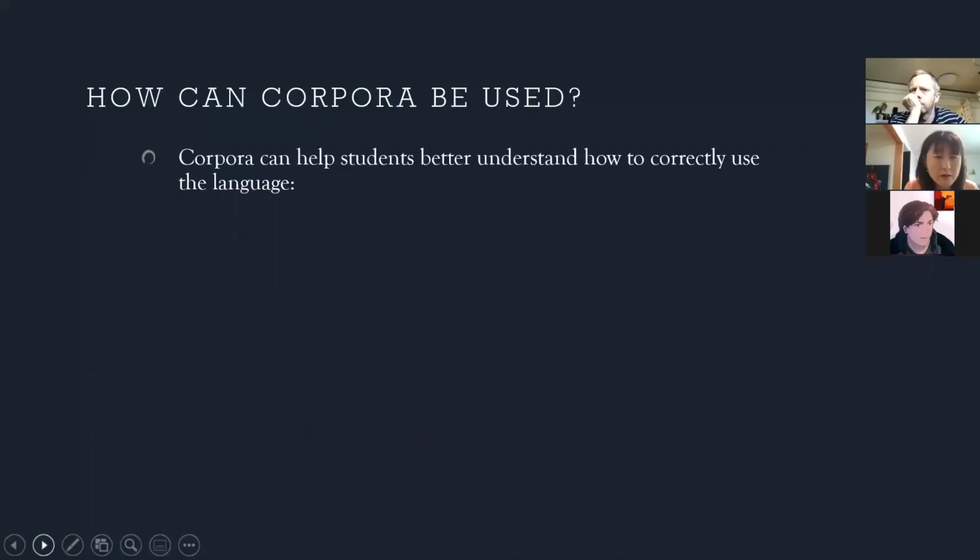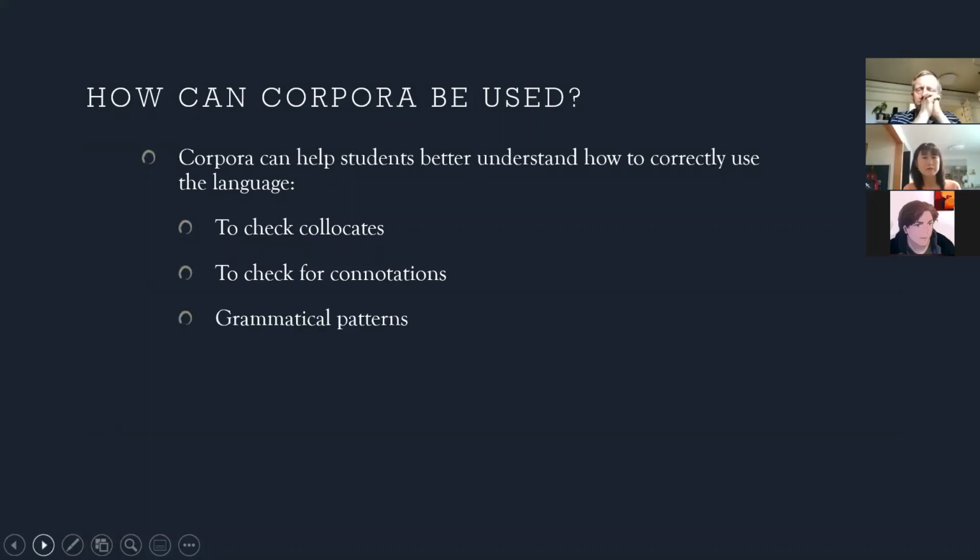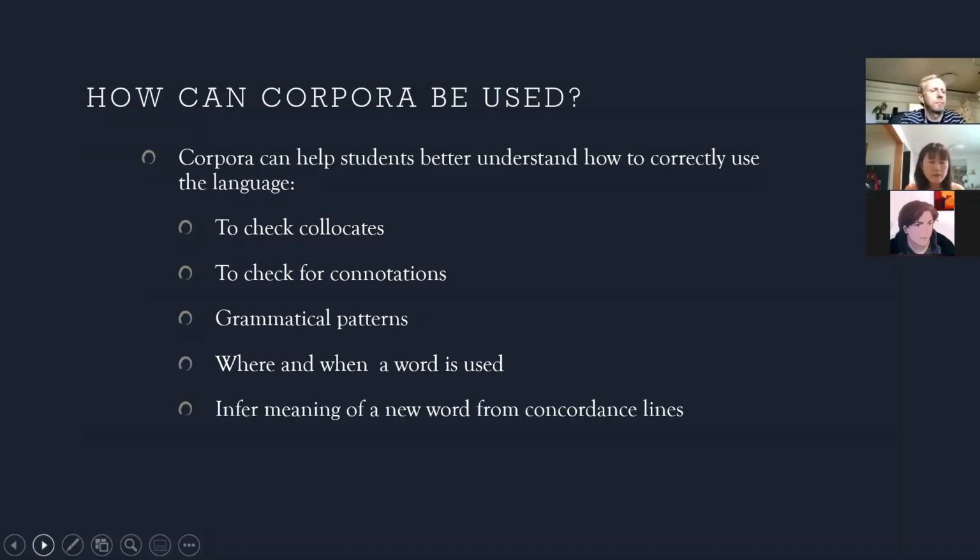How can you use them? You can use them to help students better understand how to correctly use collocates, check for connotations, like is a word negative or positive, and look for grammatical patterns, which are colligations. You can see where and when a word is used, which could also be part of colligations. They can also infer the meaning of a word from concordance lines. And once again, you can create word lists specifically for, say, English for a specific purpose.